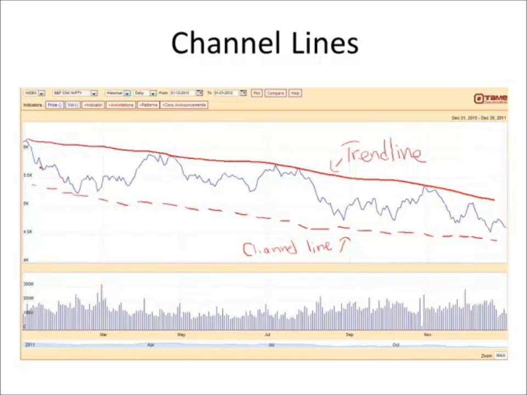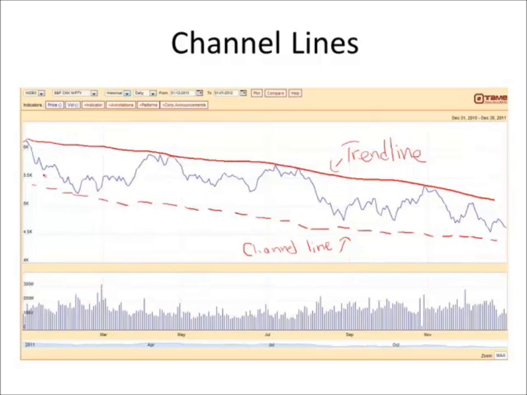So now we have a parallel channel line and trend line, and we can see that the prices never really leave that channel, right? So I drew a line parallel to the trend line to encompass the lower bound for prices, and as a result, the price is fitting in this channel. So then we use this channel line for short-term profit taking, right?